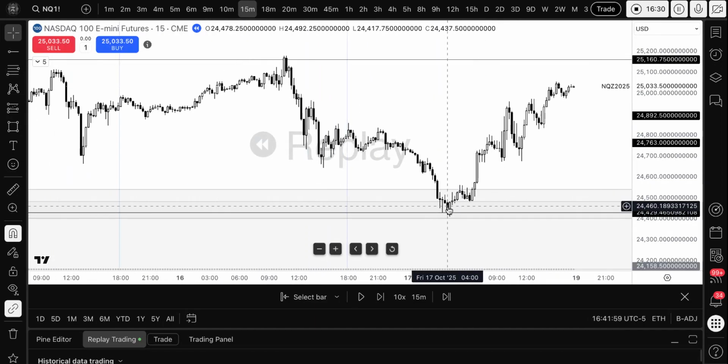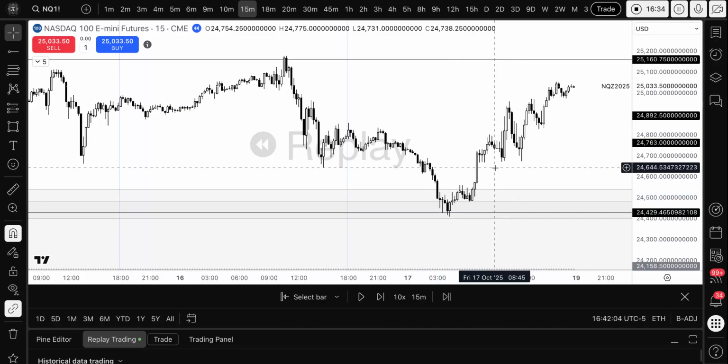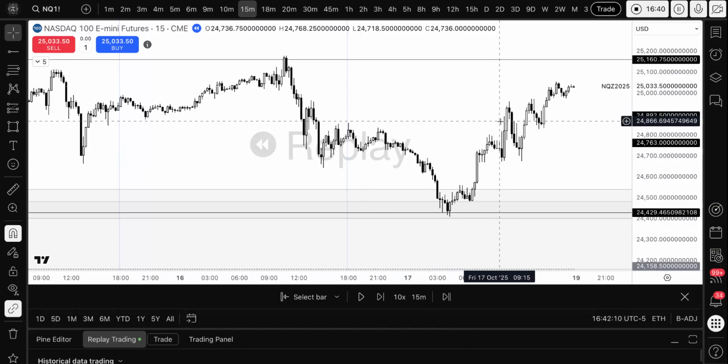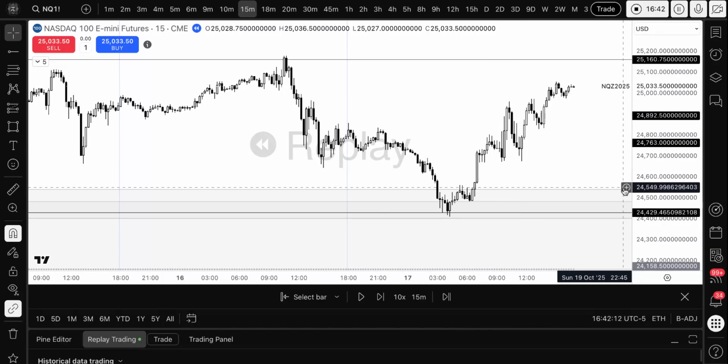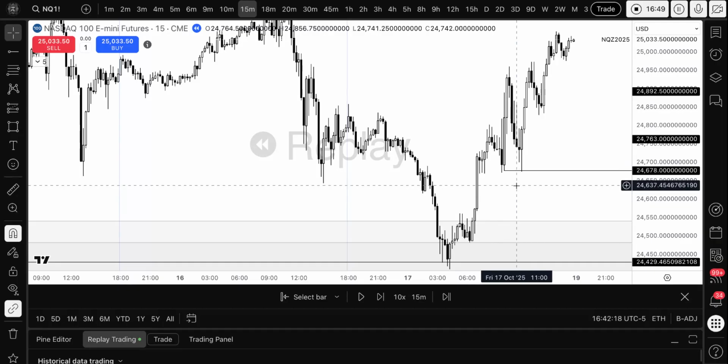Look at this. This is London. We missed the move. We're waiting for New York, right? We got our 10:30 candle. It runs the liquidity to the upside. We get a pullback. Oh my God, guys. Look at this. Look, this is my trade setup.